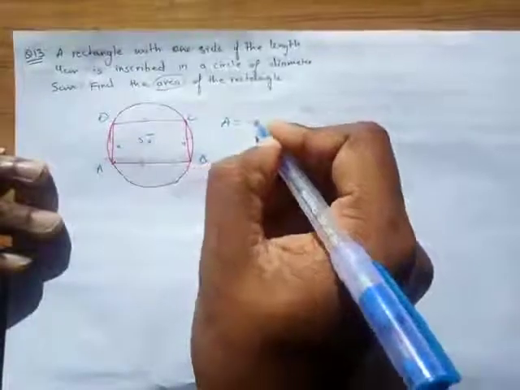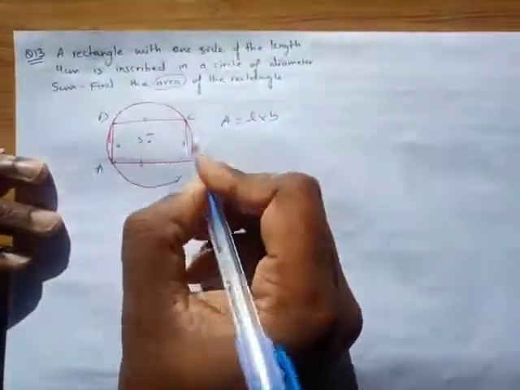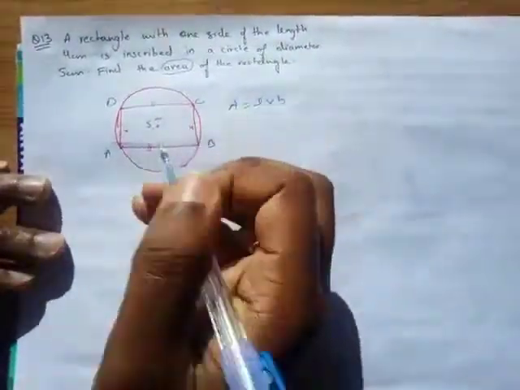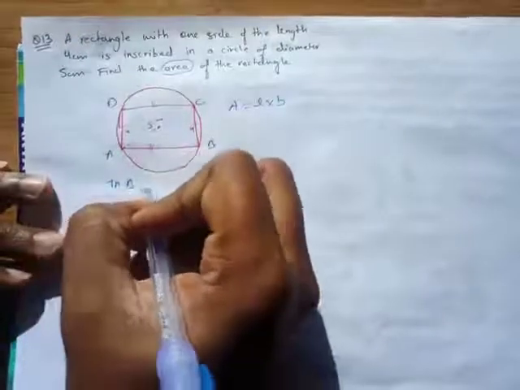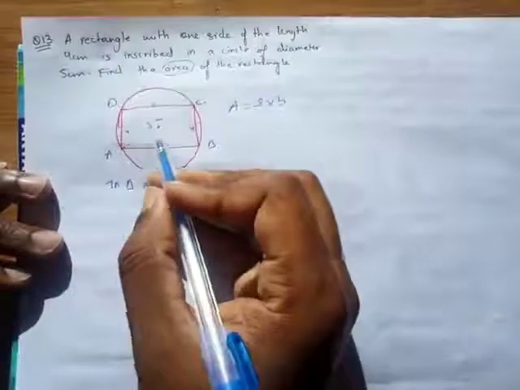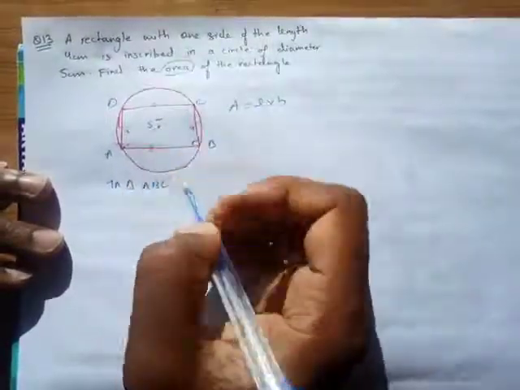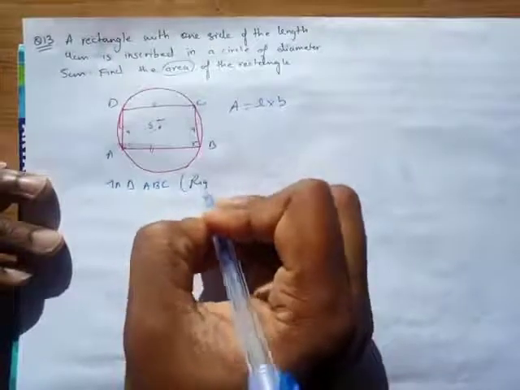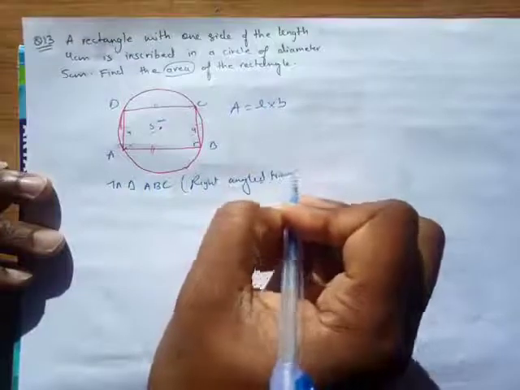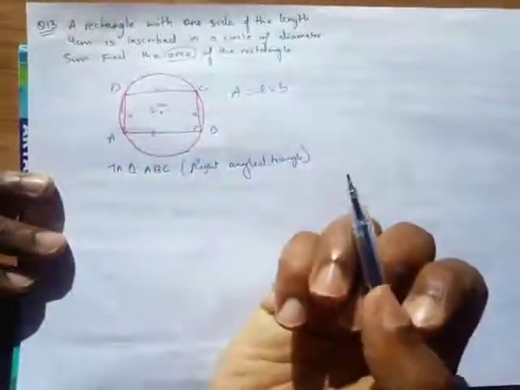Area of a rectangle is equal to length into breadth. This is length. Sorry, this is length. This is breadth. So if I get the length, I'll be able to find the area as well. So what I'll do, I'll see in triangle ABC. When I see in triangle ABC, I see that it's a rectangle, and all angles of a rectangle are 90 degrees. So this is a right angled triangle, and I can use Pythagoras theorem in this.